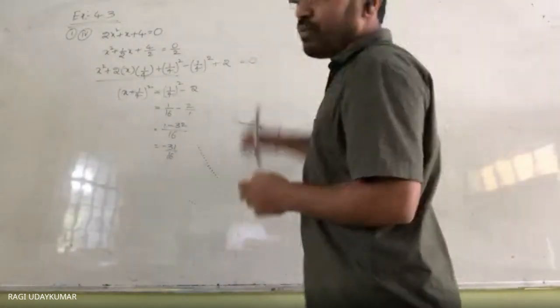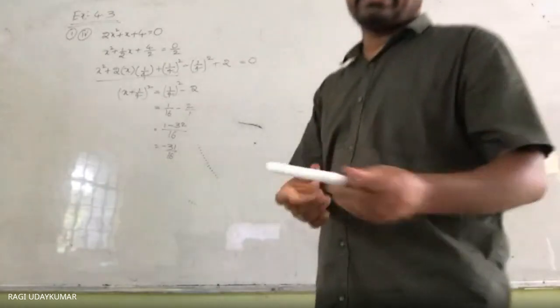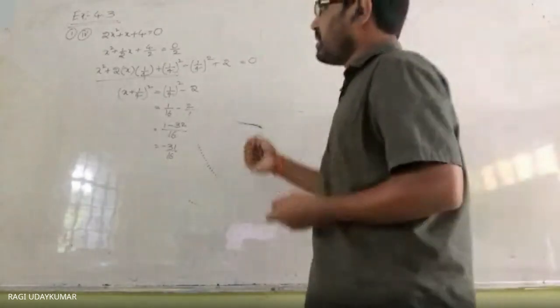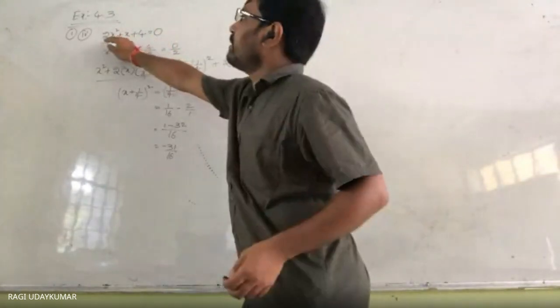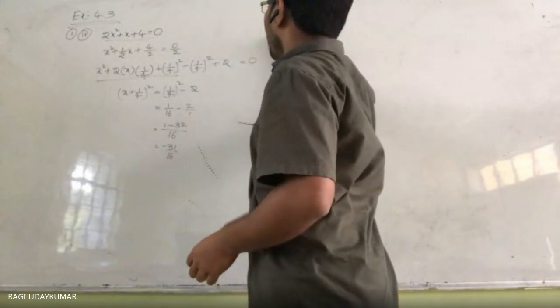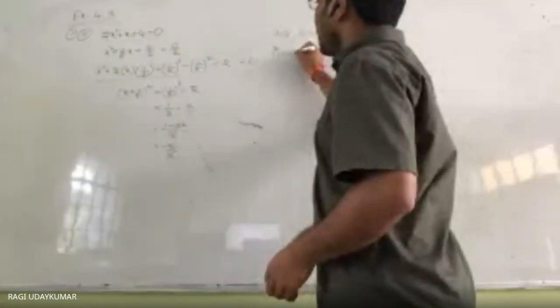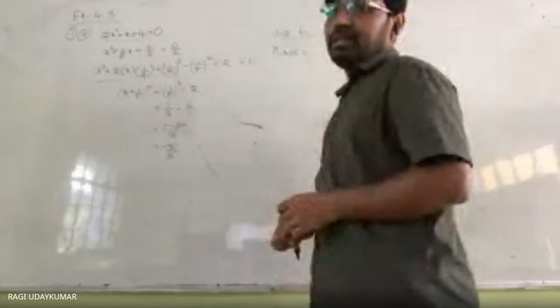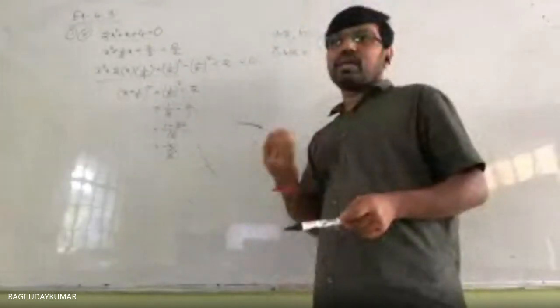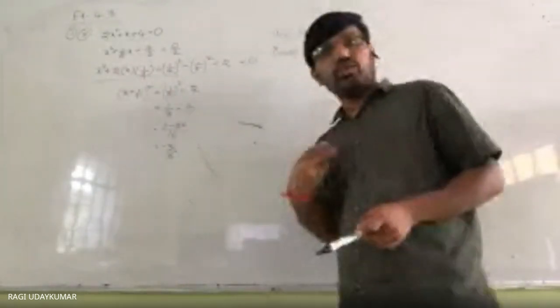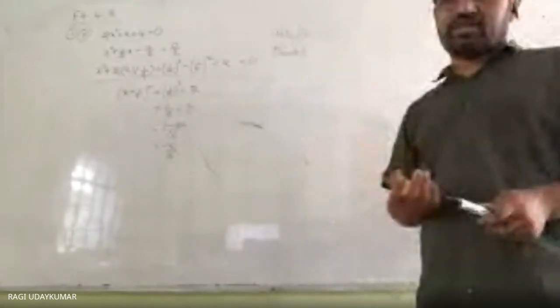So if you find out b square minus 4ac, compare with this equation: a का प्लेस में क्या है, 2 है, b का प्लेस में क्या है, 1 है, c का प्लेस में क्या है, 4. So here you find out b square minus 4ac. If it is greater than or equal to 0, then the roots are real roots.